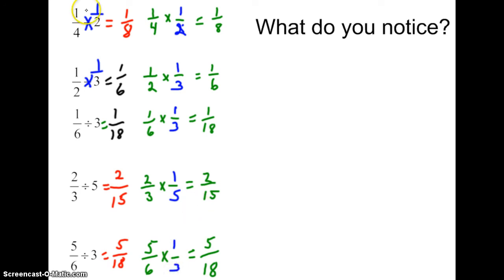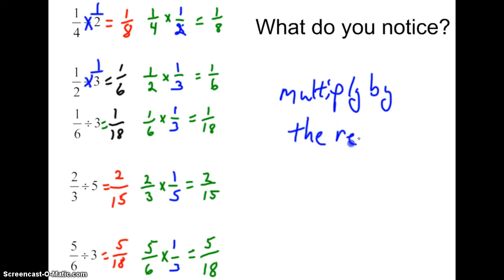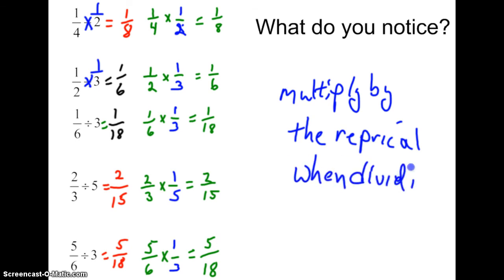So in all of these problems here, we've come to learn that when we're dividing fractions, what we end up doing is multiplying by the reciprocal. So we multiply by the reciprocal when dividing fractions. This will hold true for not only dividing fractions by whole numbers, but dividing fractions by fractions as well.